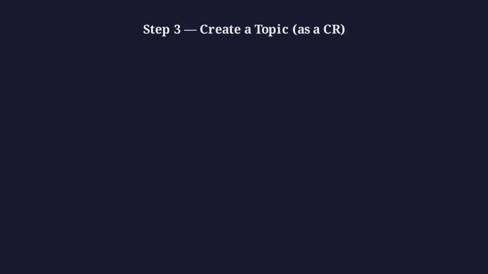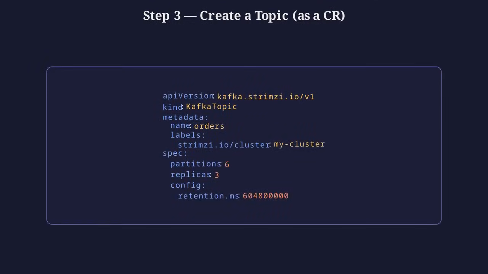Third step, create topics. No kafka-topics.sh. Topics are custom resources. This KafkaTopic defines the topic orders with 6 partitions, replication factor 3, and 7 days of retention. The topic operator reconciles continuously. If someone changes the topic manually, the operator overwrites the change and maintains the declared state.